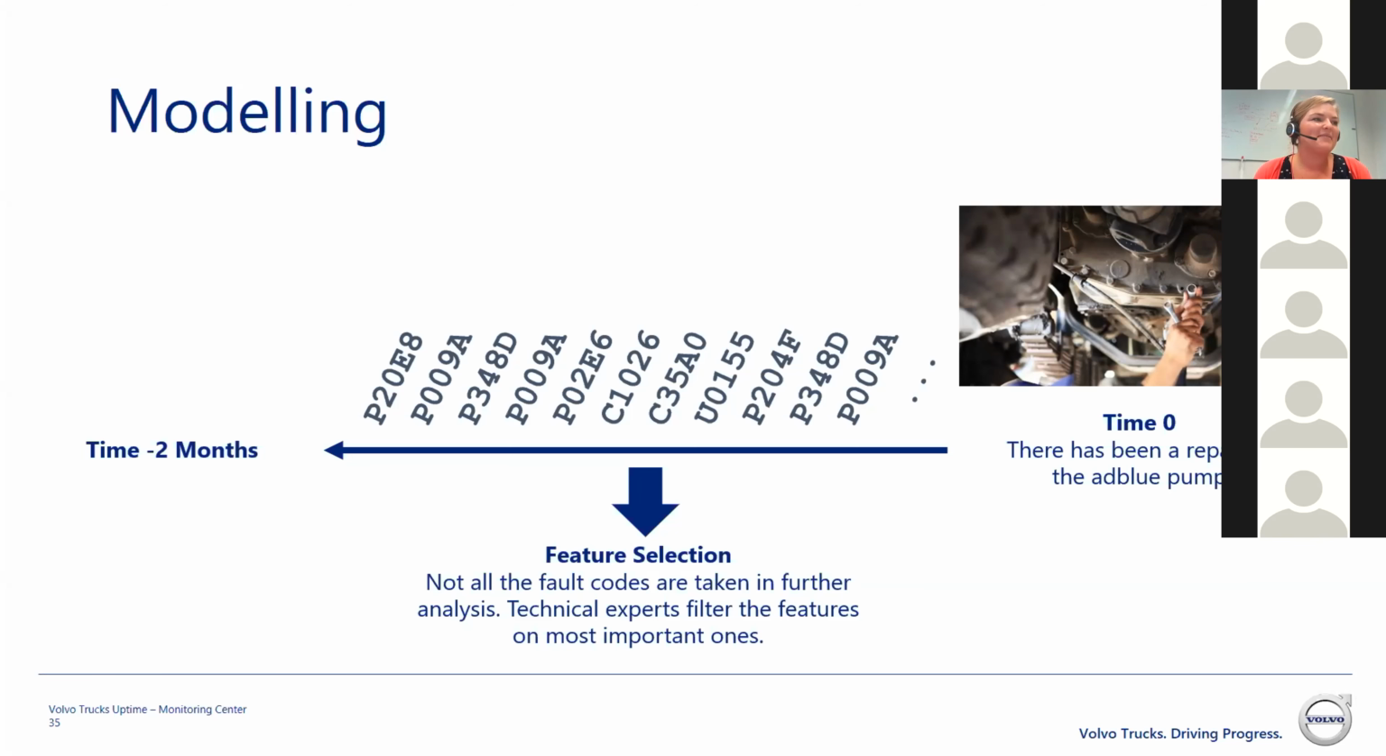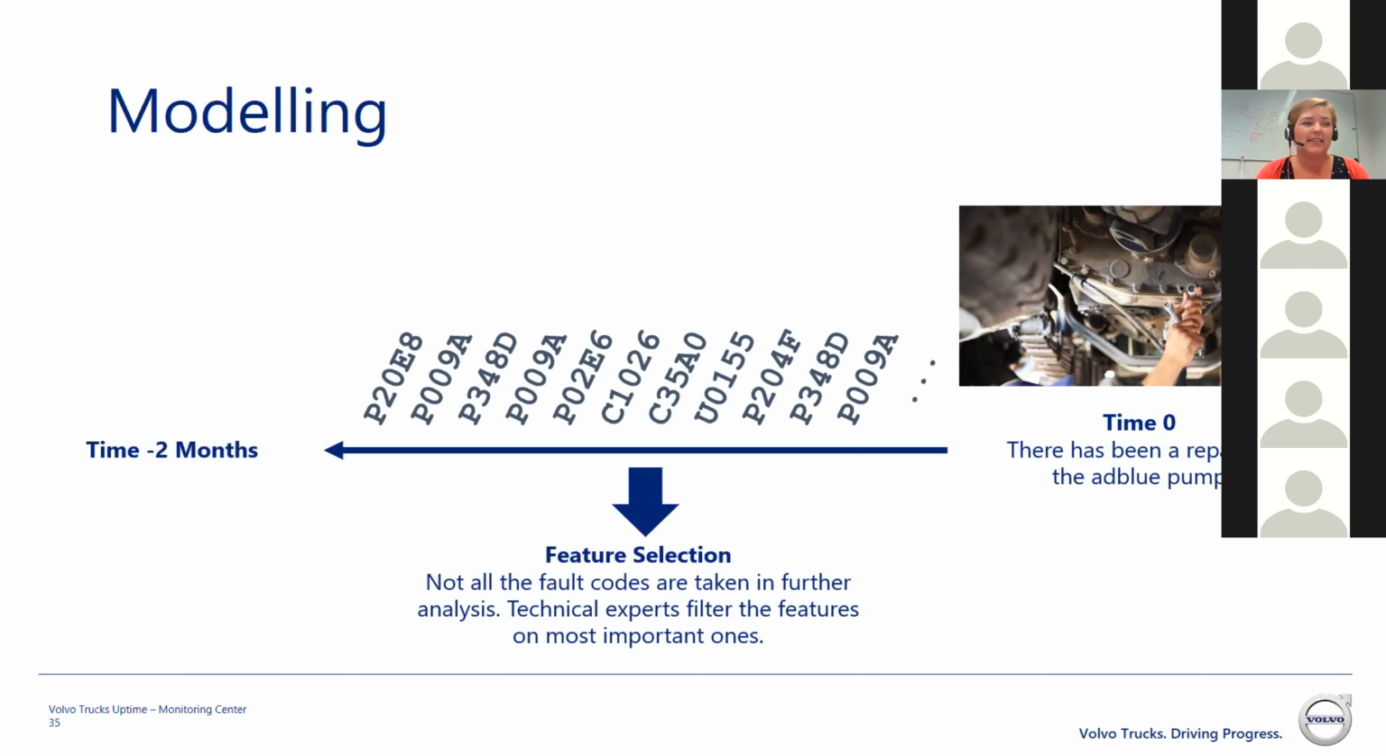you give those to a technical expert. A technical expert is somebody who knows that component very, very well. And they go through it again. And they can tell us, oh yeah, it might be that this fault code is reoccurring quite a lot, but actually it has nothing specifically to do with that component, so ditch it. And that's how we actually do the feature selection, based on algorithms together with human knowledge.